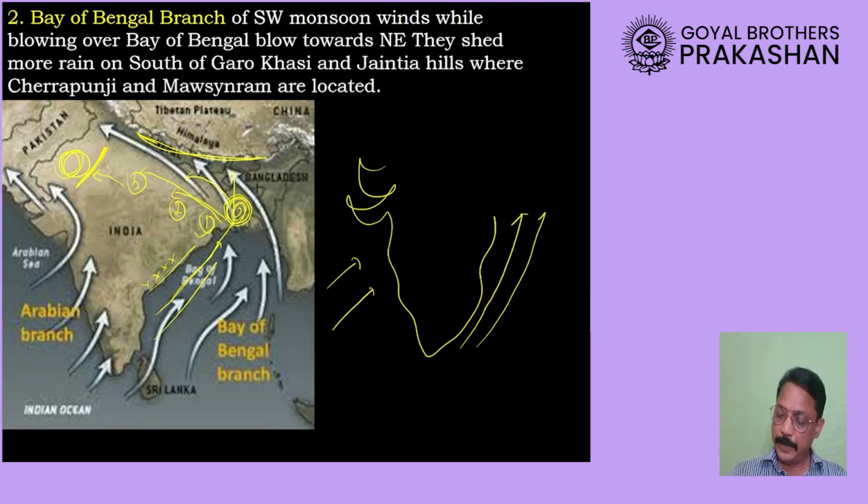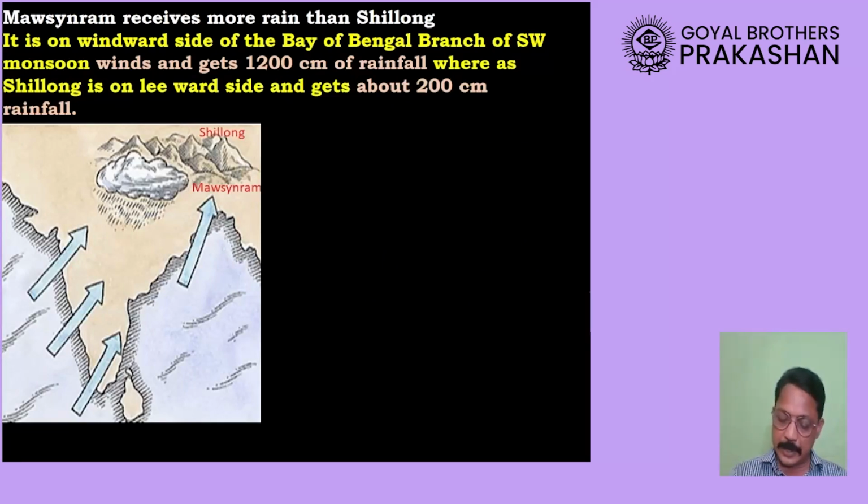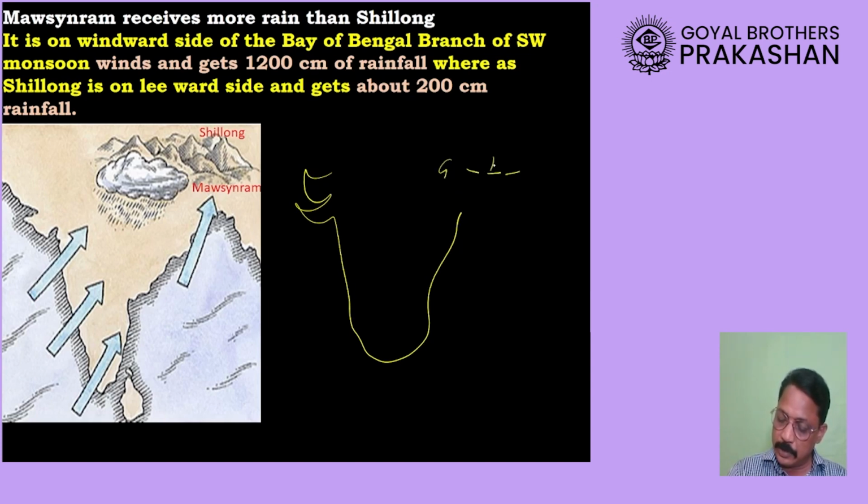Okay. However, something interesting is happening here. Now again, please pay attention. See, here is Himalaya mountain and here are actually 3 hills. Okay, I'll draw them again. Here is India and here are 3 hills. They are known as Garo, Khasi and Jaintia hills.